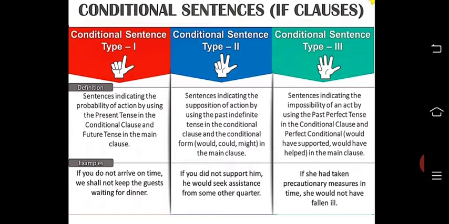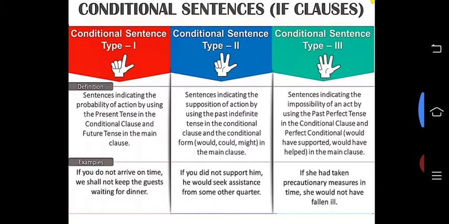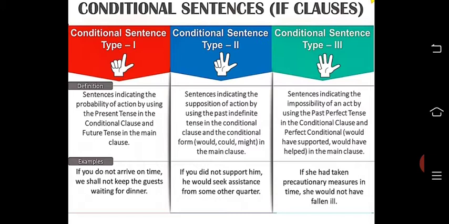And then conditional clause 2: sentences indicating the supposition of action, using the past tense in the conditional clause and the conditional form would, could, might in the main clause. And then type 3: sentences indicating the impossibility of an act, using the past perfect tense in the conditional clause and the perfect conditional, would have supported, would have helped, in the main clause, that is would have plus V3.